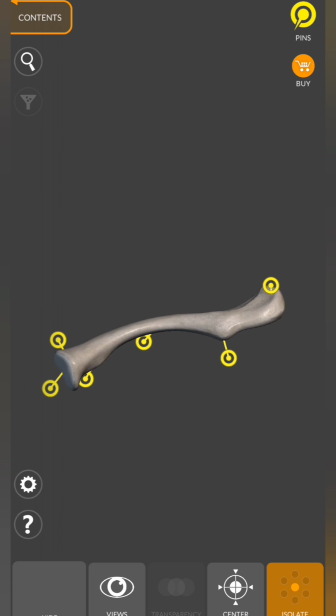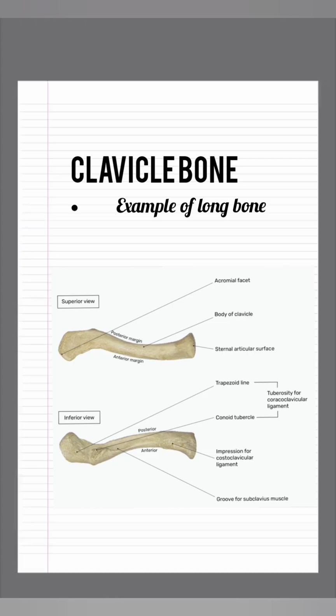Now, there are some peculiarities of the clavicle. The clavicle has 7 peculiarities, which are as follows. Peculiarities of the clavicle.